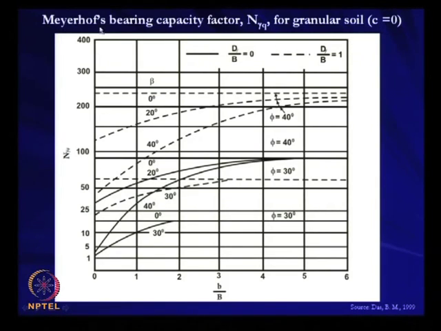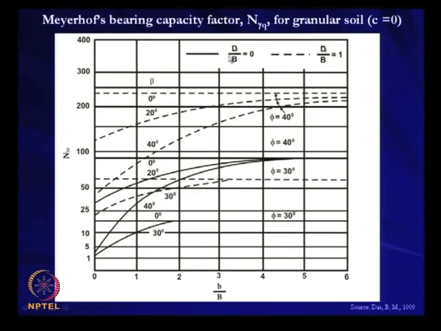Meyerhof proposed these bearing capacity factors for foundations resting on a slope. Now if C equal to 0, then you have to calculate this N gamma Q. To calculate N gamma Q, we should know the ratio between small b by capital B, and these charts are presented for various values of phi. Here, beta is the slope angle, and this varies from 0 degree to 40 degree, so 0 degree, 20 degree and 40 degree. Similarly, these charts are presented for different phi values, phi equal to 30 degree and phi equal to 40 degree.